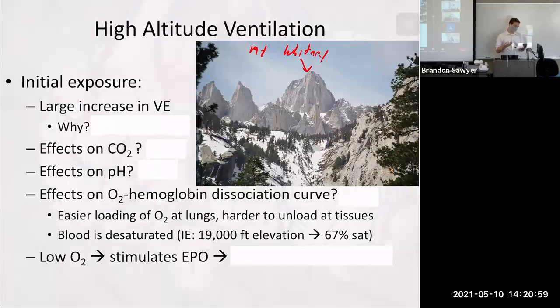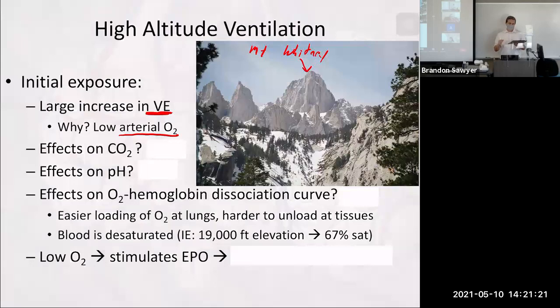But yeah, so what happens when we go to a high altitude like this? Okay, first of all, we get a big increase in our ventilation. Okay, why does that happen? Well, it happens because our oxygen levels in our blood drop a little bit. We get lower arterial oxygen concentrations. So that stimulates breathing, right? Because that's one of those things the chemoreceptors are looking for, is low oxygen.